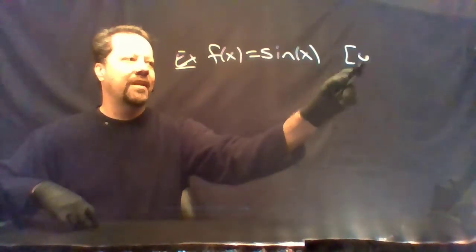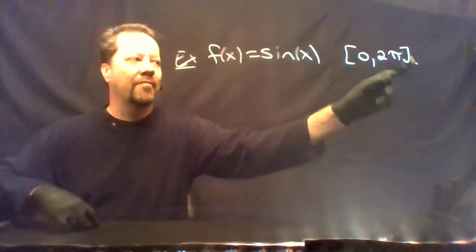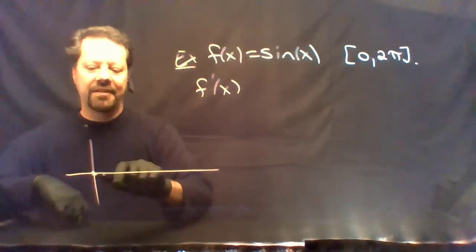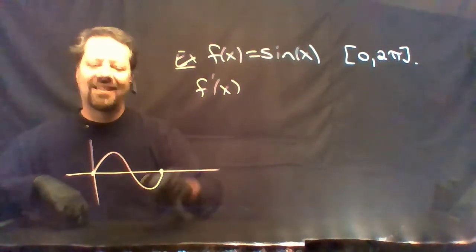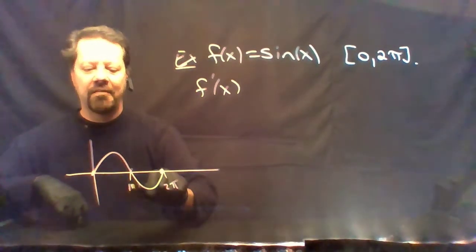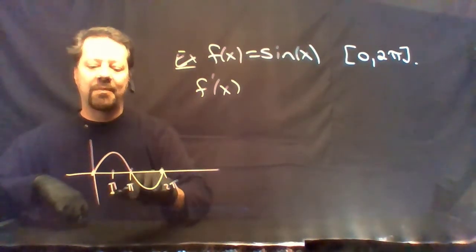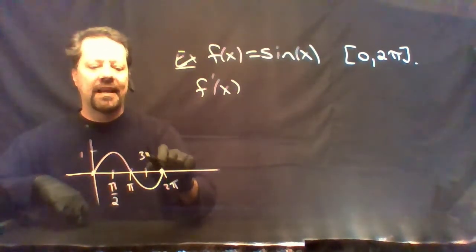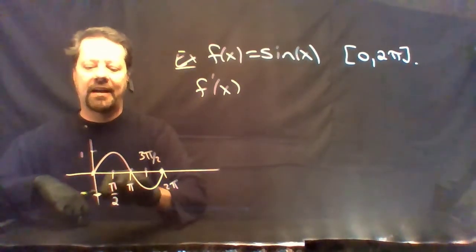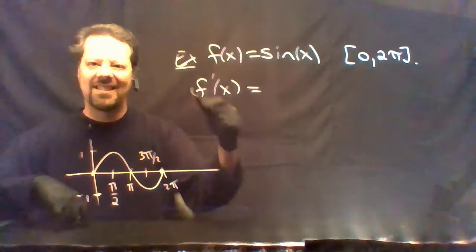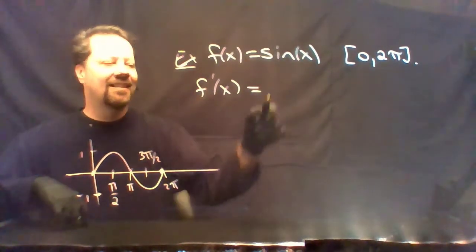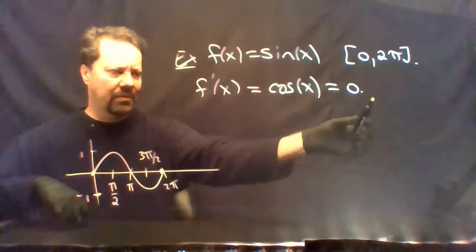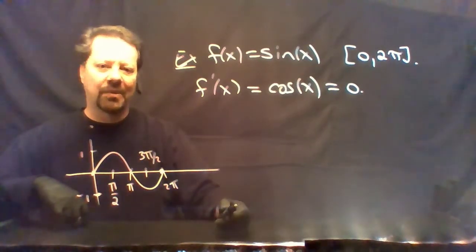The sine function. We'll constrain ourselves to the interval 0 to 2 pi. The graph is, of course, one cycle of the sine function. From your experience, you know that the absolute maximum on this interval will occur at pi over 2 and have a height of 1. The absolute minimum will occur at 3 pi over 2 and have a height of -1. Let's see how our theory works out in this case. The derivative is cosine x.